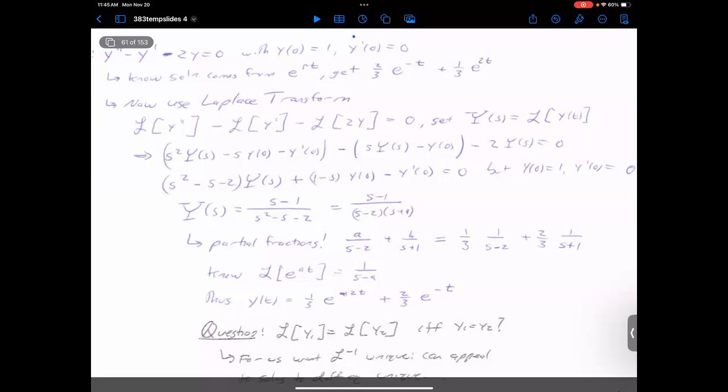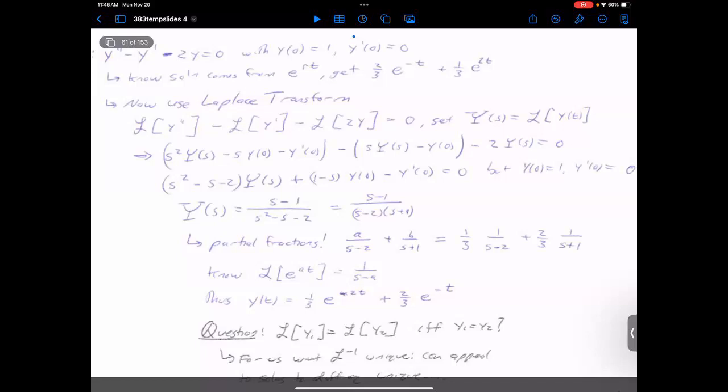And then this is where you go through and remember your calculus from long ago. And you figure out that it's going to be 1/3 times 1 over s minus 2 plus 2/3 over s plus 1. And now we use our lookup tables. I know the Laplace transform of e to the at is 1 over s minus a. So I can then use that to figure out that if I take y of t to be 1/3 e to the 2t plus 2/3 e to the minus t, then when I take the Laplace transform, I'm going to get exactly what I have.